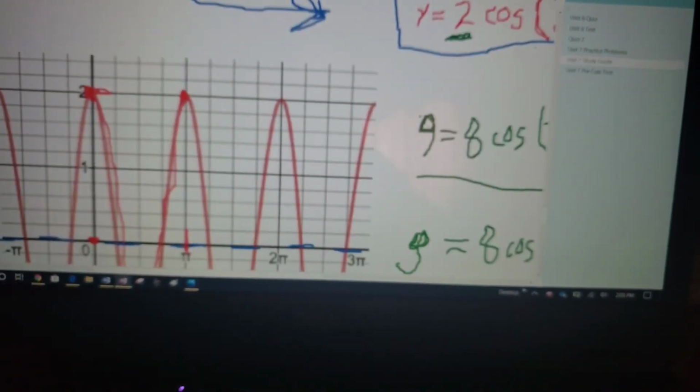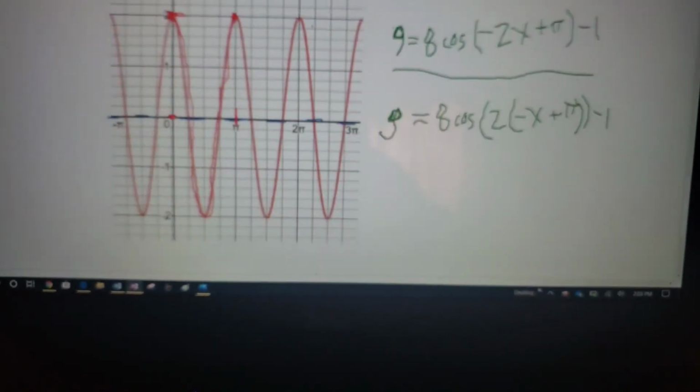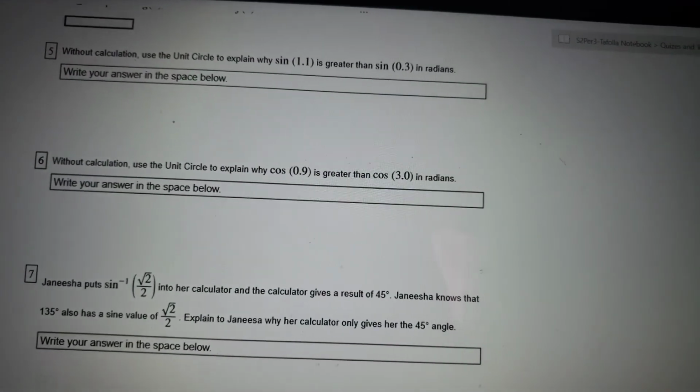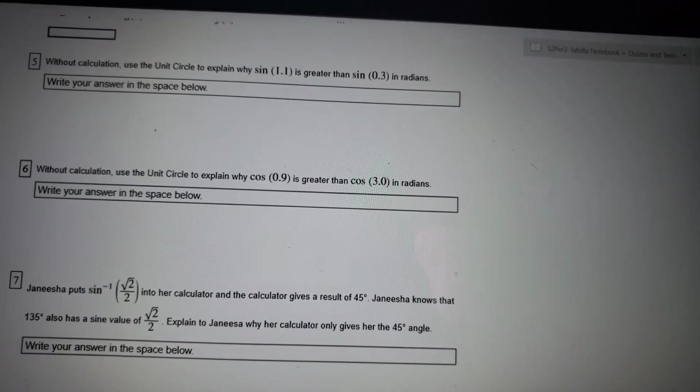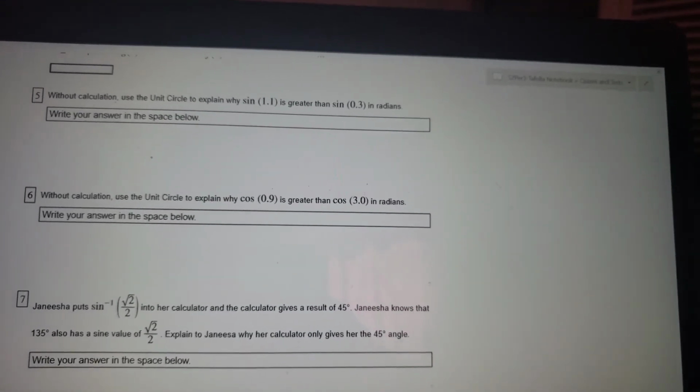Then let's see the other problems we have. We have pretty much these ones left over: 5, 6, and 7. It's telling you without a calculator, explain why sine of 1.1 is greater than sine of 0.3. That should be pretty easy to explain.